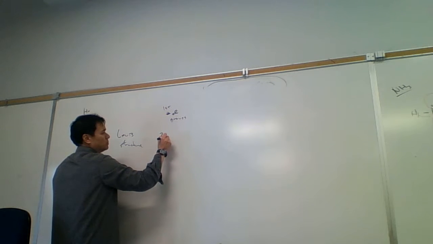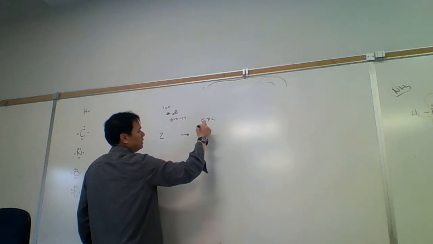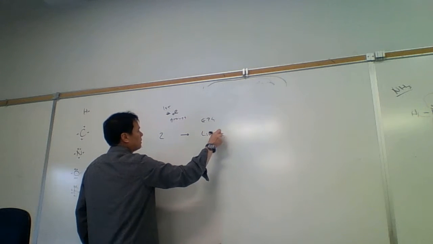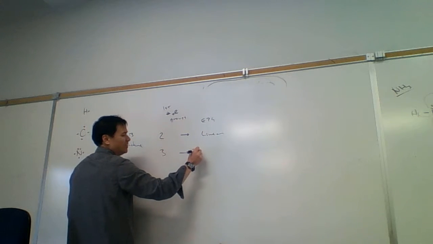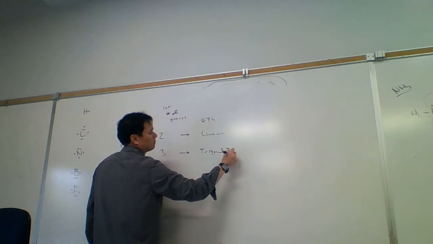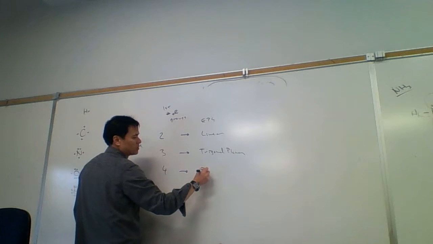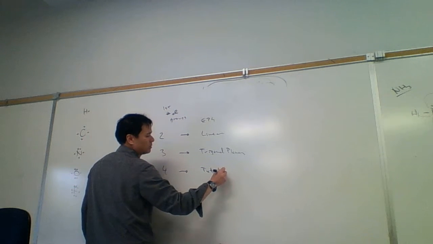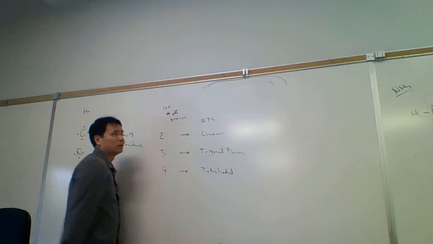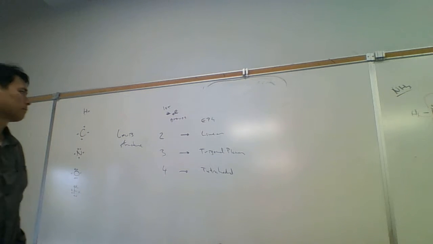If you have two groups, then your EPG is going to be linear. If you have three groups, then your EPG is going to be trigonal planar. If you have four groups, then your EPG is going to be tetrahedral. It doesn't matter what the groups are. They call that regions of electron density in this table here.